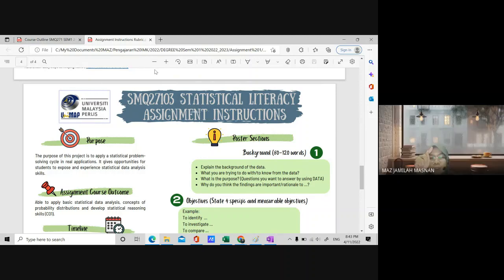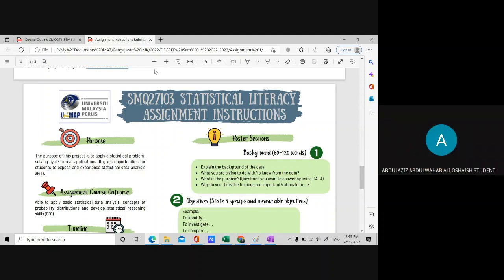You go to your e-learning, you go for the instruction. So there will be a link, for example, a link for various examples of this assignment, this poster. So you can see from that particular poster available in the e-learning how all the posters are being presented. Okay, doctor, thank you.